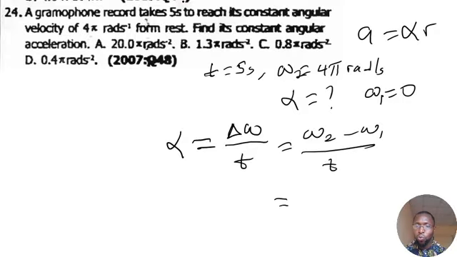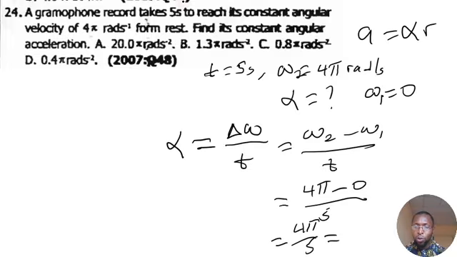And here our W2 is 4 pi minus our W1 which is 0, over T. T is 5, right? So finally 4 pi minus 0 is still 4 pi over 5. So the correct answer is 4 pi over 5. But we need to simplify it further. So 4 over 5 means 0.8, right? 0.8 then pi. So it's 0.8 pi radian per second. Okay? That's the solution to question 24.